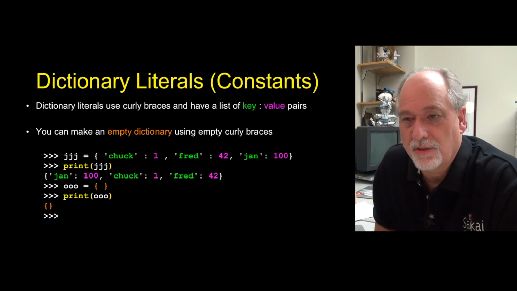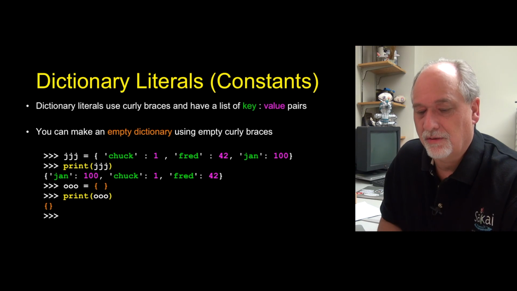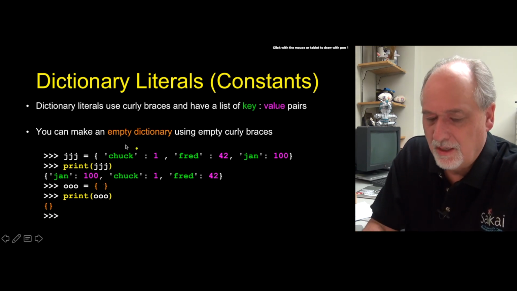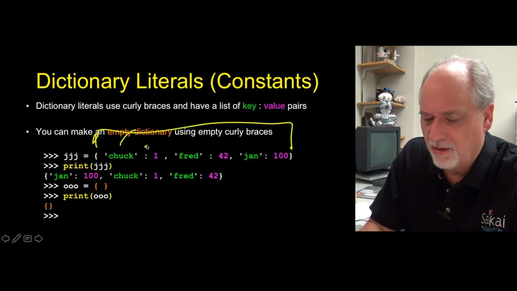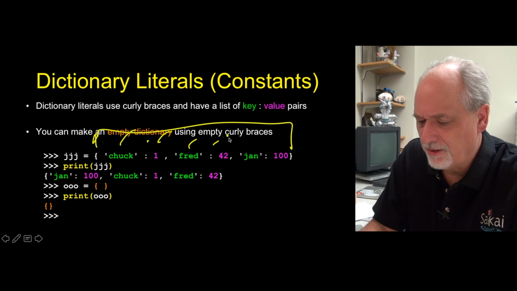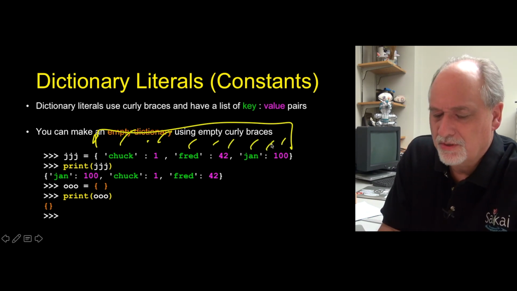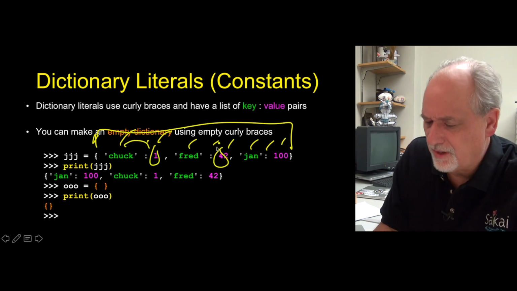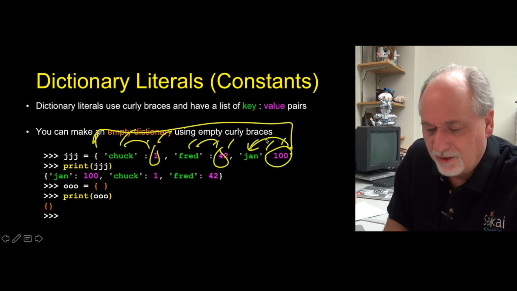So just like lists, we have dictionary literals. And what's nice about dictionary literals is that they use the exact same syntax as the printout. It starts with a curly brace, ends with a curly brace, and then has a series of key colon value, key colon value, key colon value. And this is sort of the associative array bit. We are associating 1 with the key Chuck. We are associating 42 with the key Fred. We're associating Jan and 100. Then we print it out, and it looks exactly the same.